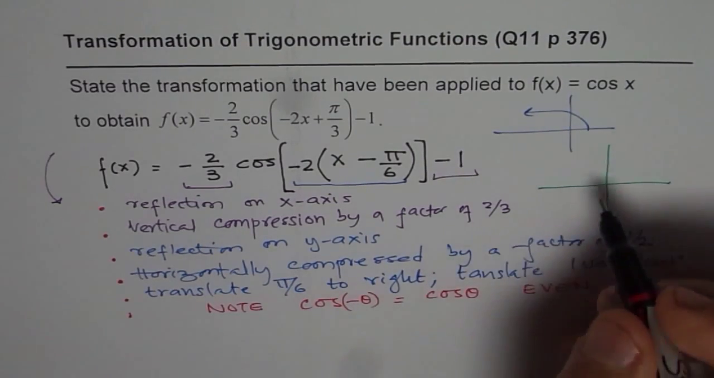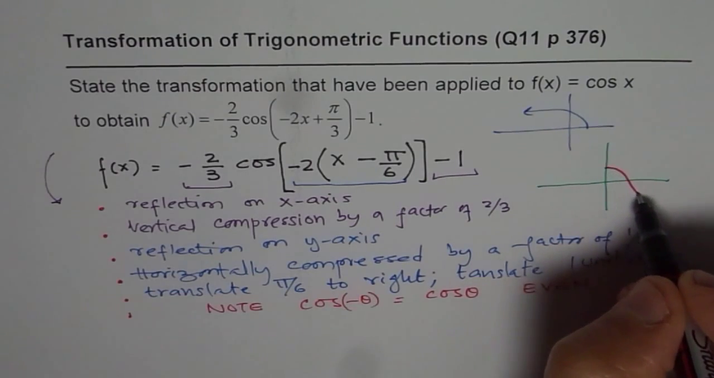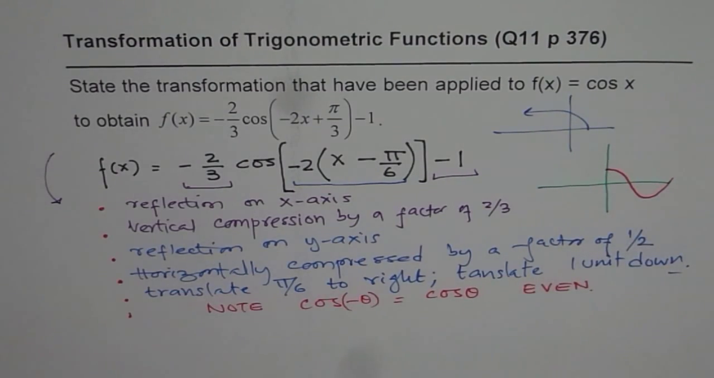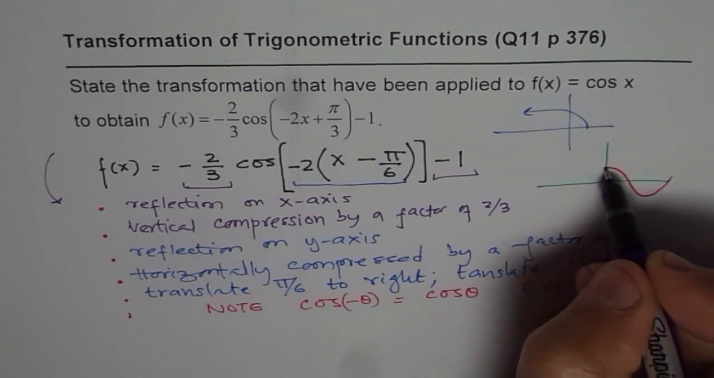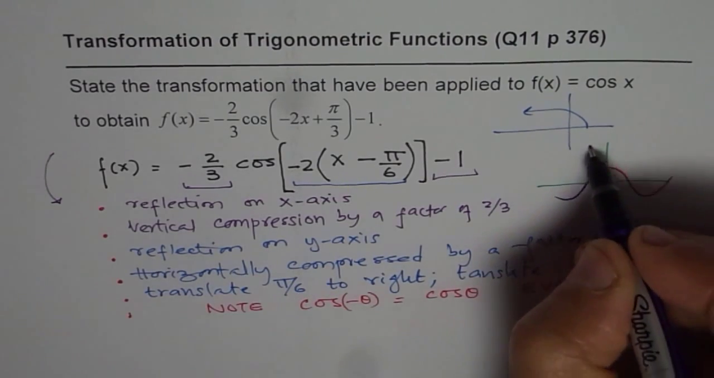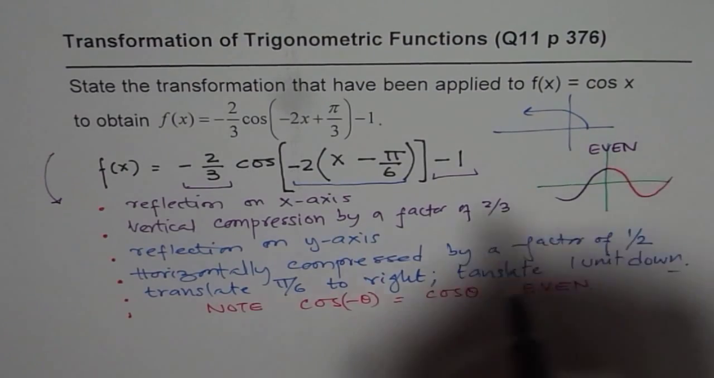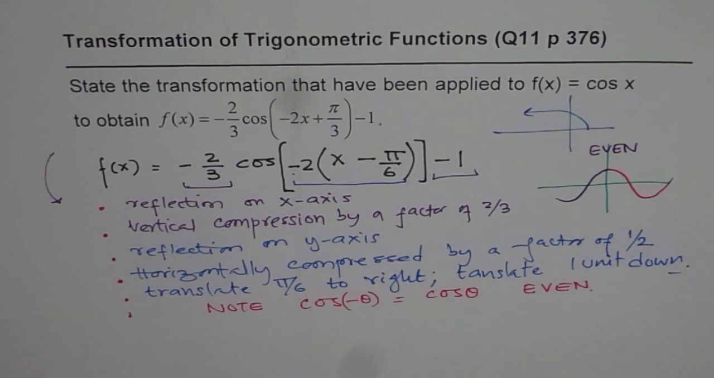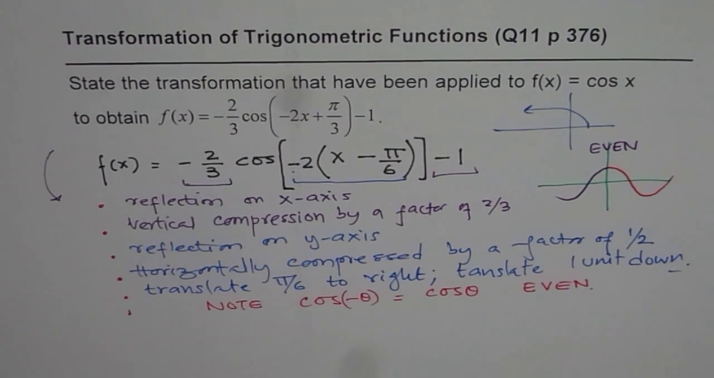If you see the cosine function, it starts like this, and if you reflect it on this side, you get the continuation of the same. So it is an even function, and this reflection will really not affect much of it. So I take that into consideration and sketch a graph. I think that will give you good information and understanding of this particular topic.